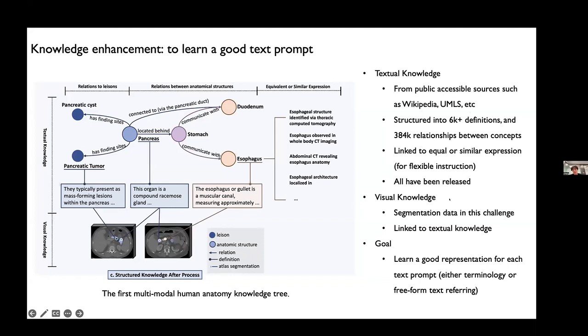And also we have some visual knowledge because we think textual knowledge can be limited in representing an organ or a lesion. We also want some visual features to supplement them, like their textures, their locations, their shapes. We collect such visual knowledge from the segmentation data. And we also link each annotation to the textual knowledge through the node, which is the concept. The goal of building this dataset is to learn a good representation for each text prompt, whether it is a terminology or a free-form text reference.